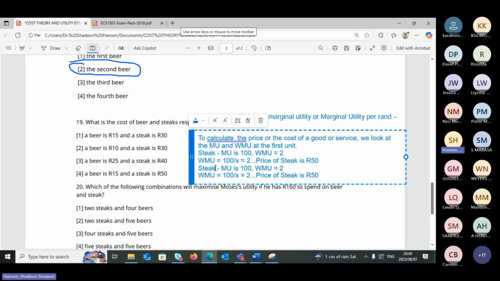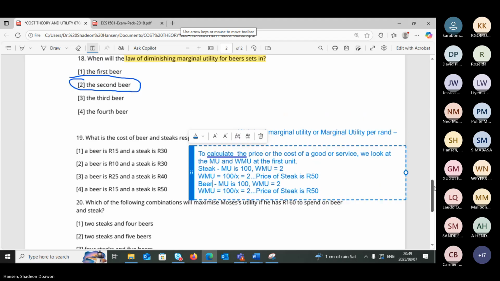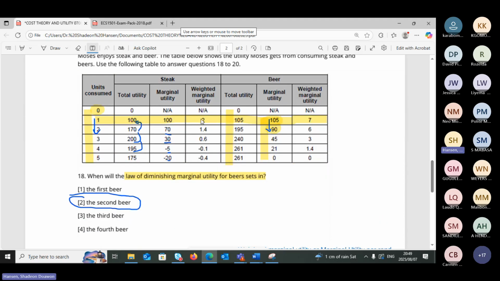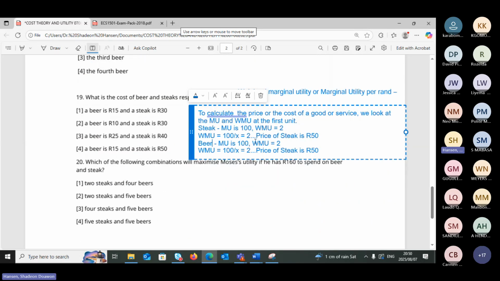So for beer, just to make sure, you see over there, for beer, it says at the first unit, the marginal utility is 105 and the weighted marginal utility is 7, right? So that means at the first unit of beer, if the marginal utility is 105 and the weighted marginal utility is 7, then of course it would have been something like this: 105 divided by x is 7.